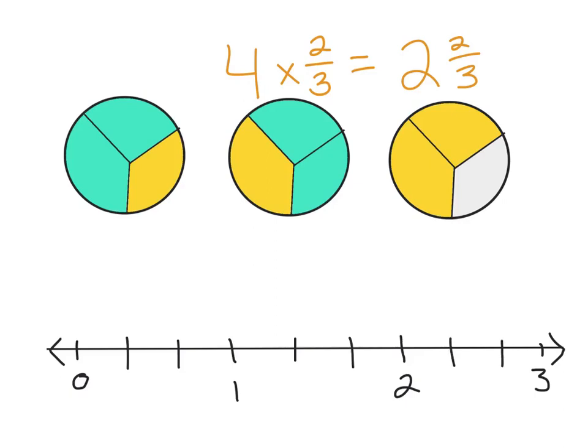And now I'm going to show 4 groups of 2/3. So here's one group of 2/3, right, from 0 to 2/3. Here's another group of 2/3, a third group of 2/3, and a fourth group of 2/3. So 2/3, 2/3, 2/3, 2/3. And again, I end at 2 and 2/3, right? This is 2 and 2/3. So 2 ways to model 4 times 2/3.